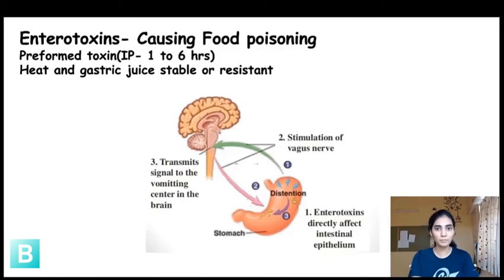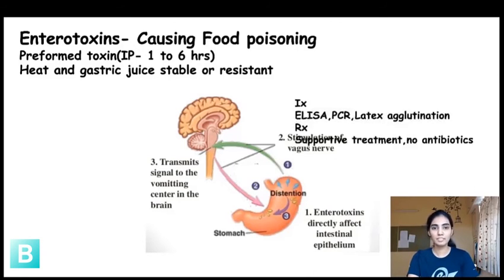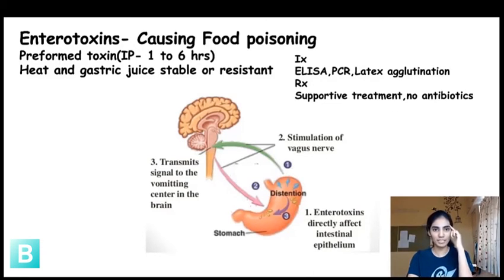So how does it cause food poisoning? It directly affects the intestinal epithelium, prevents the reabsorption of water, and causes diarrhea. It can stimulate the vagus, which in turn activates the parasympathetic system and increases the motility of the stomach. It can also transmit the signal to the vomiting center in the brain and results in nausea and vomiting.